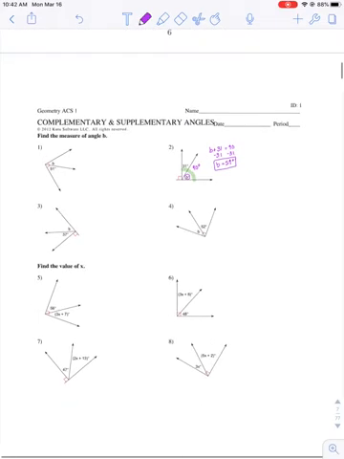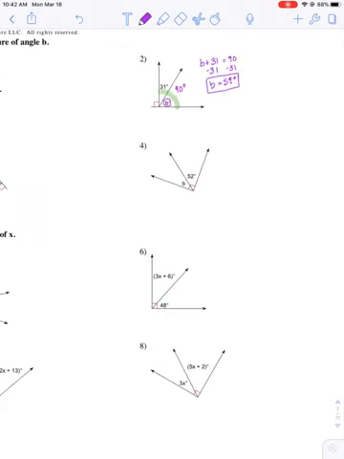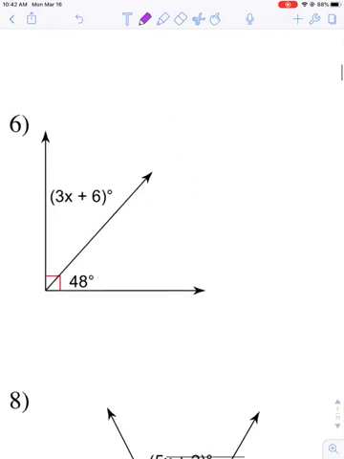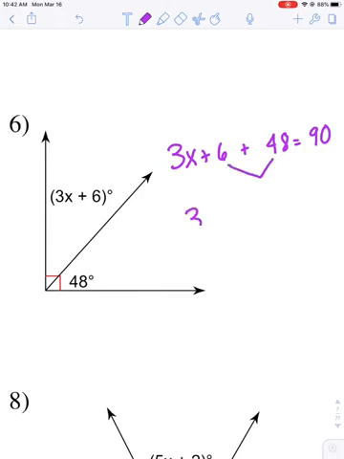All right, and then I want to show one from the bottom as well. I'll show number 6. So these are going to be complementary as well, but one of them is worth a whole expression. So I'm going to say 3x plus 6 plus 48 is equal to 90 degrees. And I'm not putting the degree symbols in right now. I'm going to start by combining like terms. 3x plus 54 is 90 degrees.